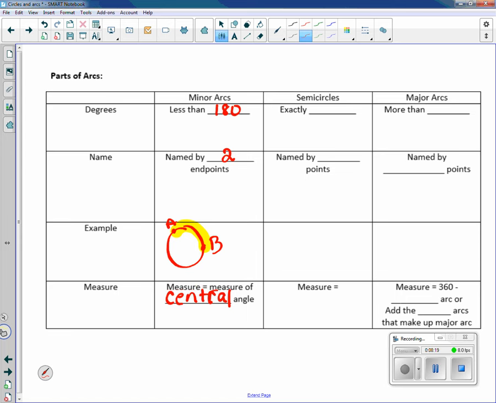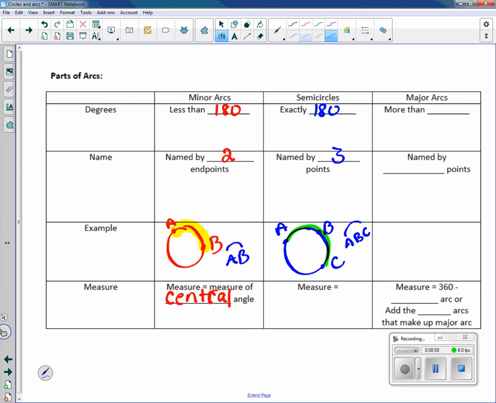Now, a semicircle is exactly how many degrees? 180. It's half the circle. It is named by 3 points. Here's an example. ABC is half the circle. So the way that I would say this is A, B, C, and put an arc over. This one would then be A, B with an arc over.